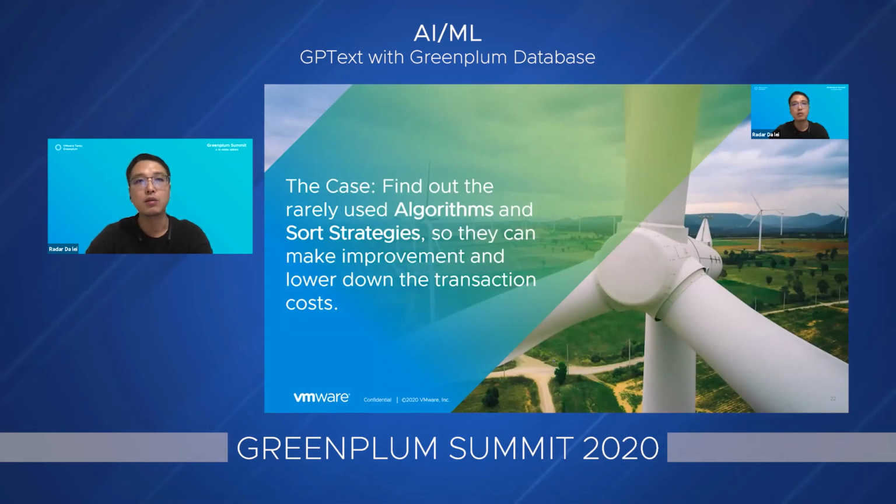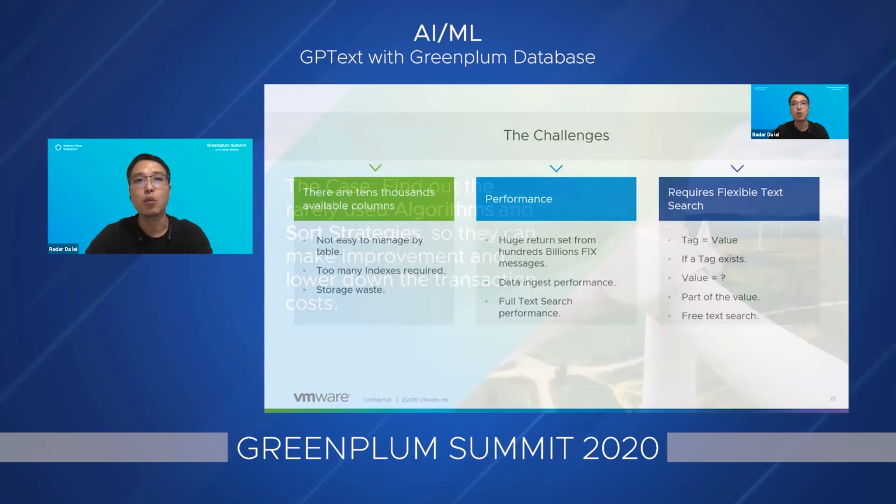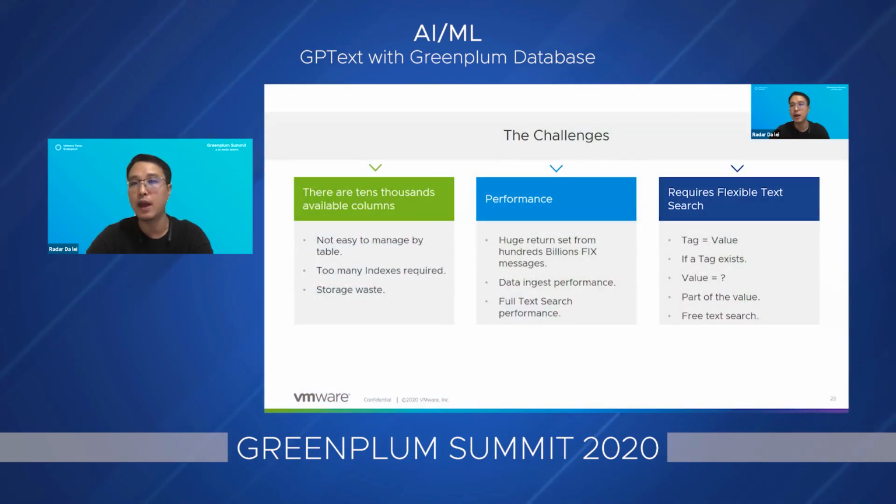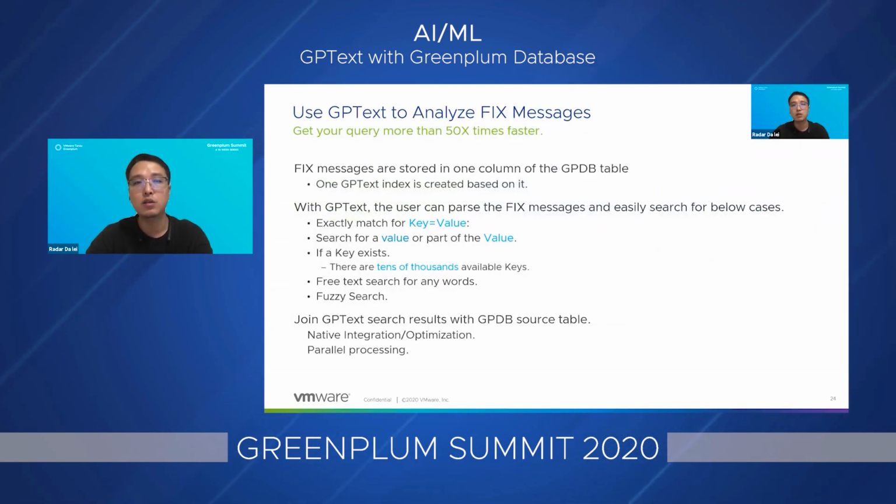Then our use case comes. One of our customers designed many algos to automate their algo trading. They save each transaction's details with a FIX message, millions per day. Now they want to analyze those FIX messages and find out the algos which do not meet the requirement, which don't work well, so they can improve them to lower down the future transaction costs. Lowering the transaction costs sounds exciting, but it's not easy.